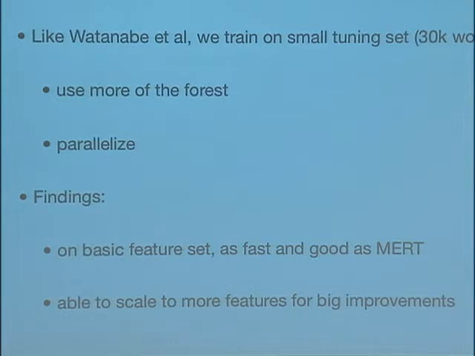So when you say it's as good as MERT, it's not better? On some tests it was better, on some tests it was about the same. And never significantly better. Oh, that's not true. No, on one test it was significantly better. But there might have been, yeah, I can talk to you about that later. Yeah, I didn't know that there weren't that many tests. There weren't that many.